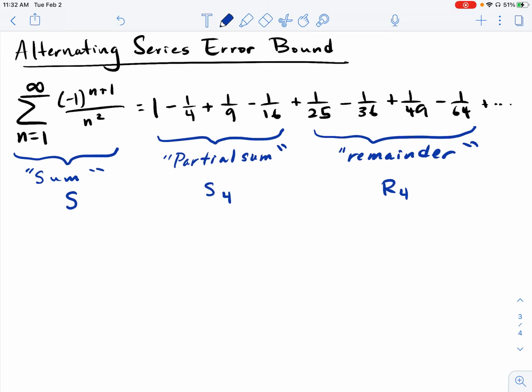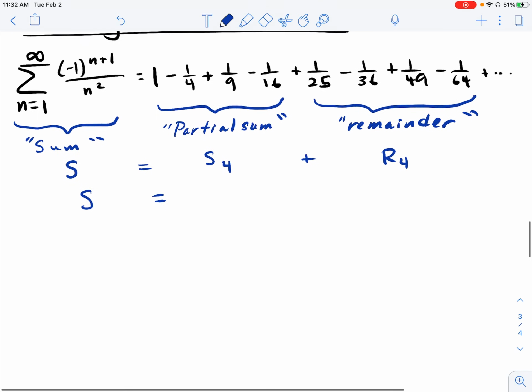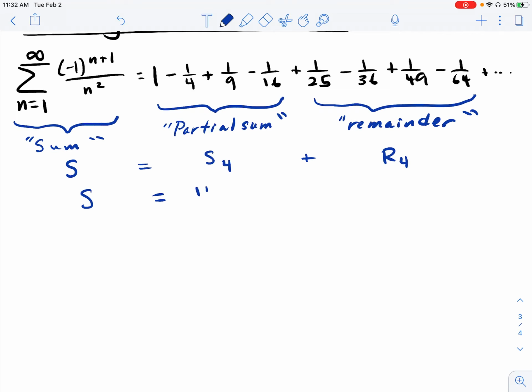Okay, so let's just make sure we understand what we're saying here. We've got our sum. We don't know what our actual sum is, but we know it's equal to our partial sum plus our remainder. And just for the sake of time, I'm just going to go ahead and write here what our partial sum is. You could add this on your own. I trust that you can do this, but I'll just write it's 115 over 144. And again, this is plus R sub 4.